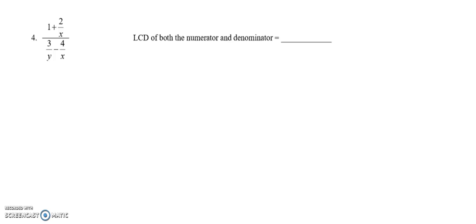Okay, so this one we are going to find the least common denominator of both the numerator and the denominator. So if we look here, this 1 is really over a 1. So what do I need? I need a 1. Doesn't really do anything for me. I need an x. I need a y. And I need an x, but I already have it, so I don't have to list it again. So our least common denominator is going to be xy.